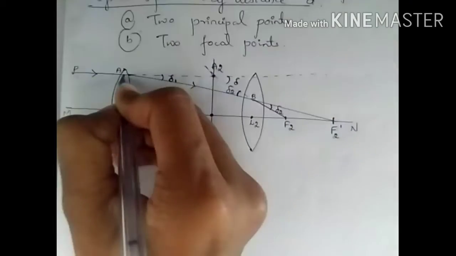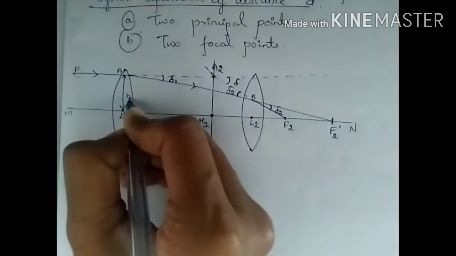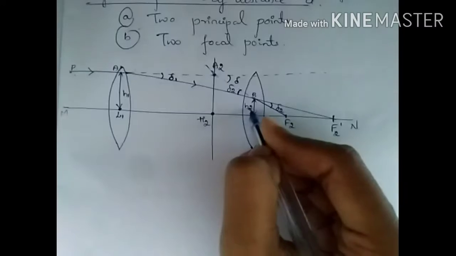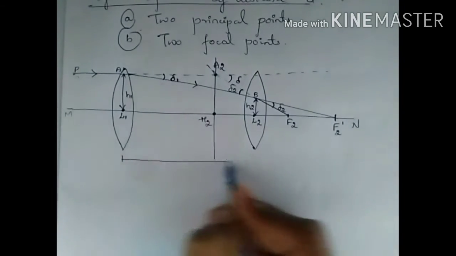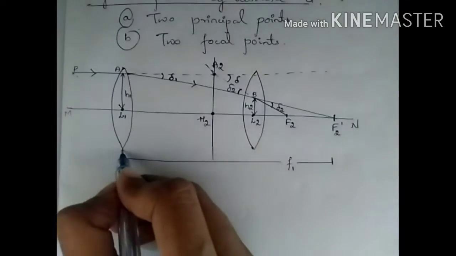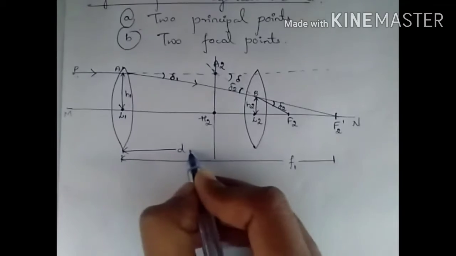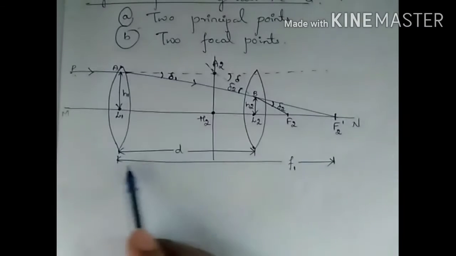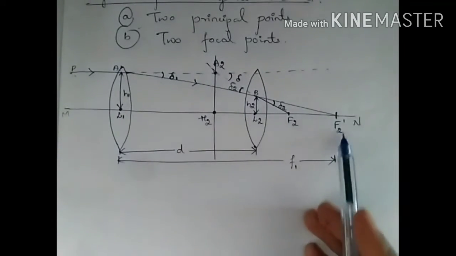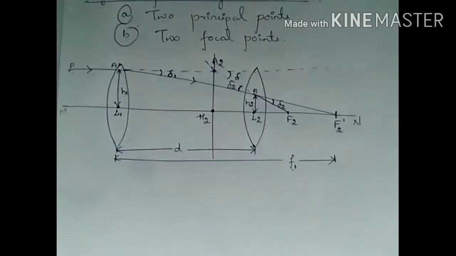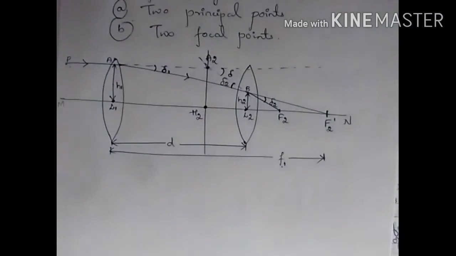So the height from here to L1 is H1, and from here to L2 is H2. The distance from here to F2 is F1. The distance between the two thin lenses is D. So the distance between L1 and F2 prime is F1 and the distance between the two thin lenses is D. This basic diagram we already learnt in our last lecture.